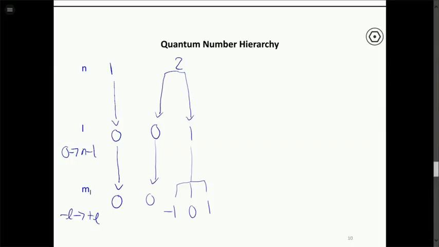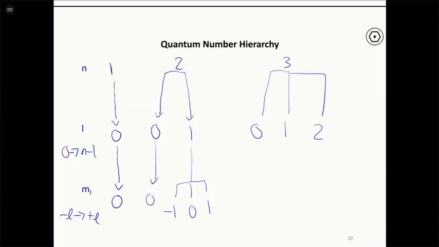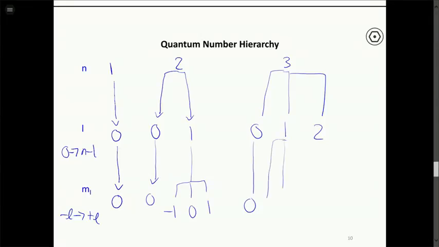We'll do one more for n equals 3. So the allowed values of L for n equals 3 are going to be, starts at 0 and goes up to n minus 1. So the largest value is 2, and it's every value in between, so 0, 1, and 2. So it's all inclusive values that fall into there. When L equals 0, as you've already seen, the allowed value of m sub L is 0. When L equals 1, the allowed values of m sub L are minus 1, 0, and plus 1. And then when L equals 2, I'm going to have to push this over a little bit more to fit it.